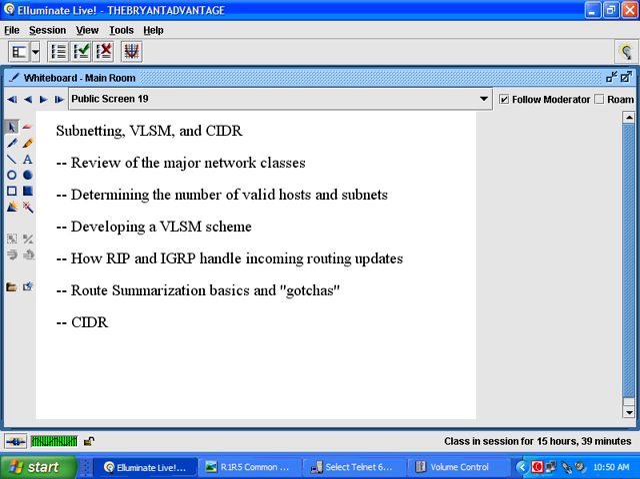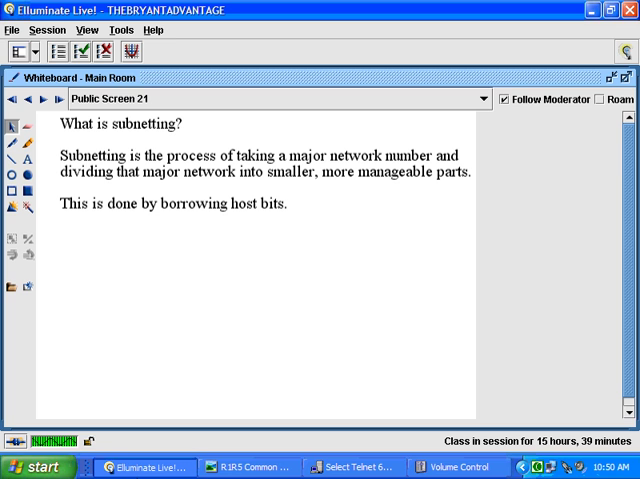And then finally, a very short discussion of CIDR. And if you've read anything about CIDR and you wonder how you're going to keep this short, you're going to see. So let's get started here with a quick question. Now, what is subnetting to begin with? What are we doing? We're taking a major network number and we're dividing that number into smaller, more manageable parts or networks or subnets.